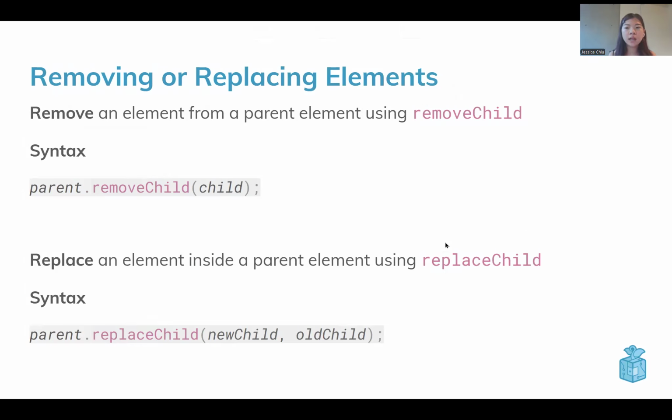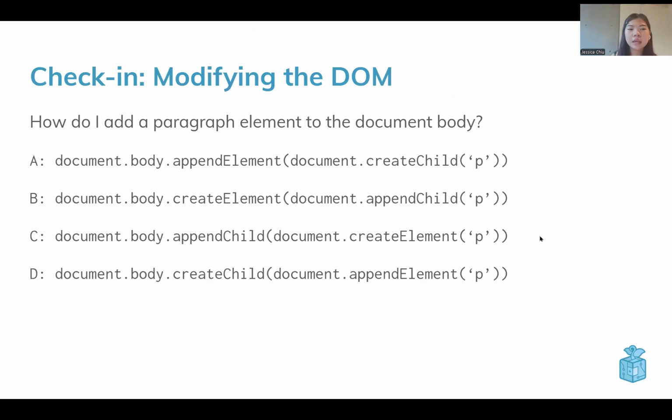Okay, removing elements. Let's say we want to remove an element. Well, like appendChild, instead of append, we're doing remove. So we're going to do the parent of it, we're going to do dot removeChild, and then we're going to do the name of the child. Okay. And we can also replace elements. So let's say we want to replace an element with a new element. We can do parent.replaceChild, the new child as the first argument, and then the old child as the second argument.